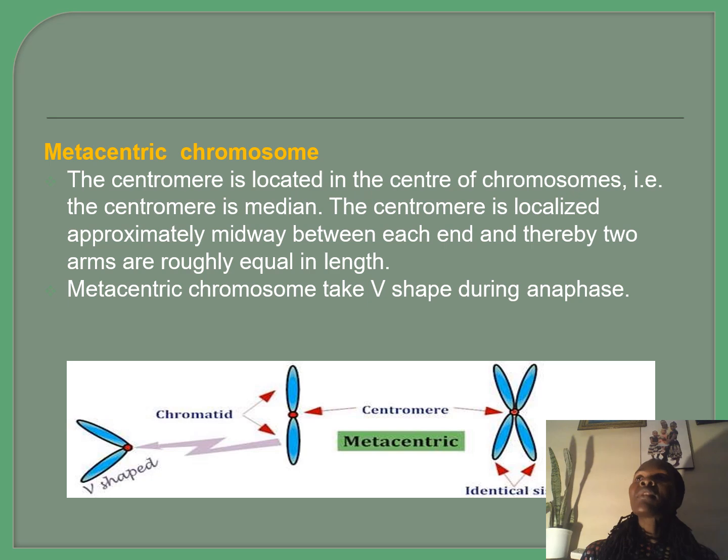At anaphase, you'll see a V shape. Anaphase also still falls under the mitotic phase. So the metacentric chromosome takes a V shape during anaphase. You can draw it this way or that way, but what you have to know is both arms are equal. It is 50-50. We are classifying them based on the primary constriction, the position of the centromere.